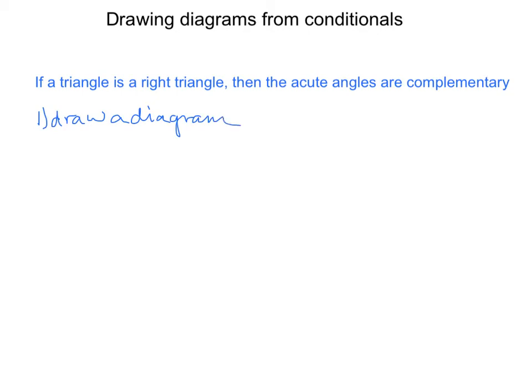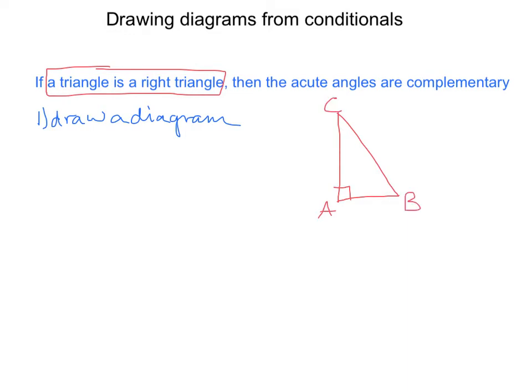Okay? Now, the important part here is that the only thing that we're going to represent in our diagram is the hypothesis. So that means in our diagram, we're going to just draw a right triangle. And we're going to label it. You can label it whatever you want. I like ABC.